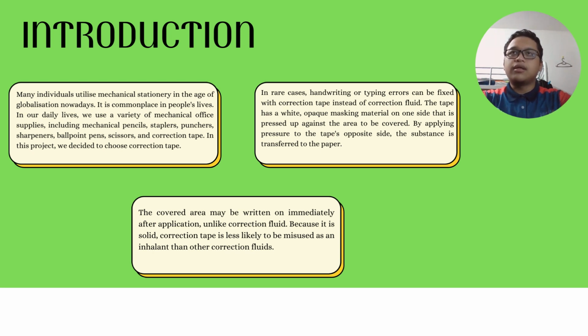In this project, we decided to choose correction tape. In rare cases, handwriting or typing errors can be fixed with correction tape instead of correction fluid. The tape has a white, opaque masking material on one side that is pressed up against the area to be covered. By applying pressure to the tape's opposite side, the substance is transferred to the paper. The covered area may be written on immediately after application. Unlike correction fluid, because it is solid, correction tape is less likely to be misused as an inhalant than other correction fluid.